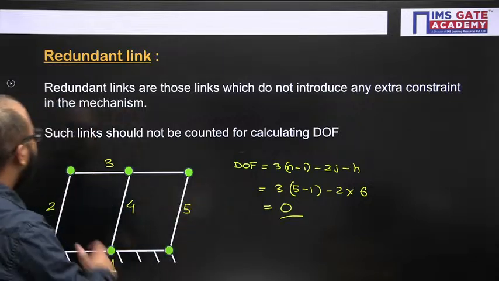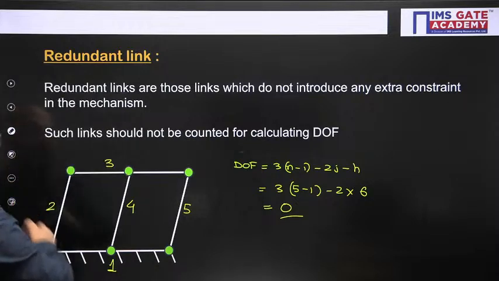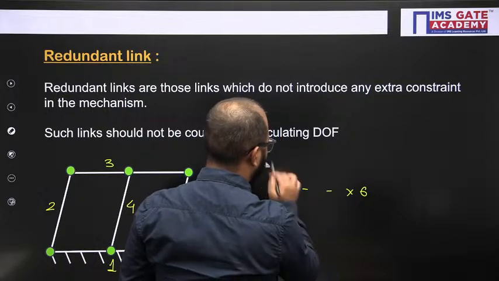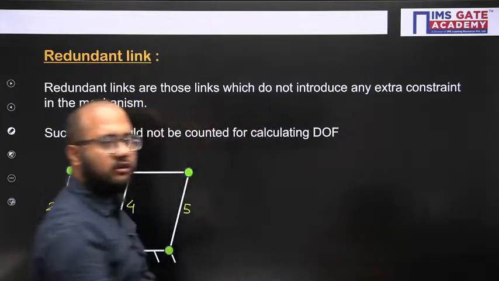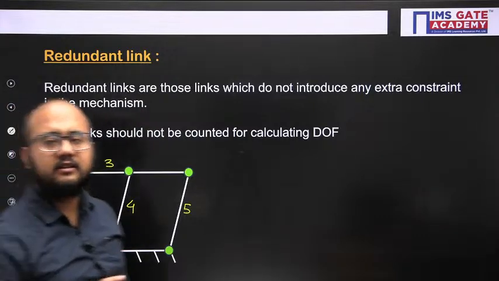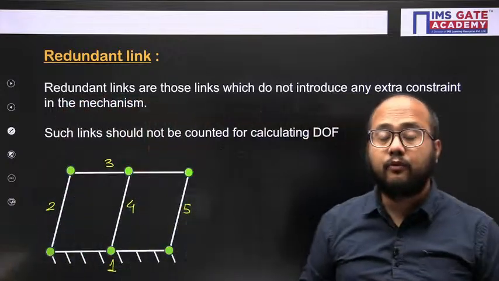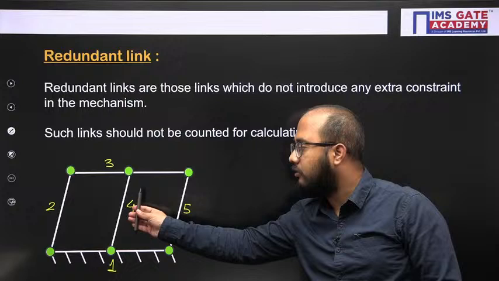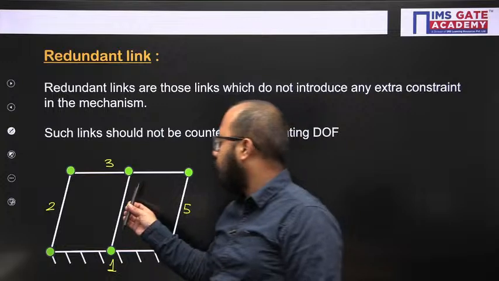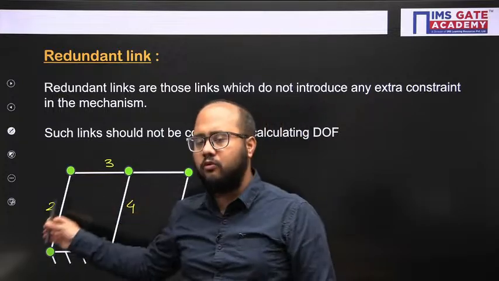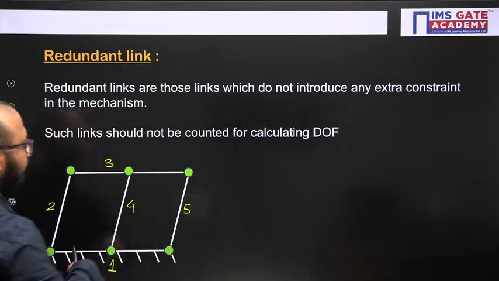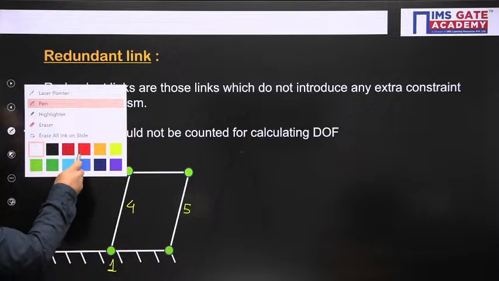And why is the formula giving the wrong answer? Because the formula is not able to understand the redundant link here. It simply considers the number of links and the joints only. It never considers the orientation of the member. What kind of orientation am I talking about? Link 4 is placed parallel to links 2 and 5. So now, if I remove link number 4, the mechanism is going to behave in the same manner.